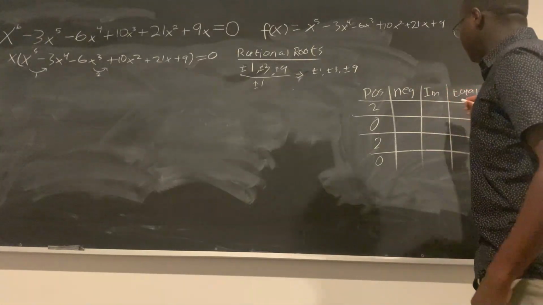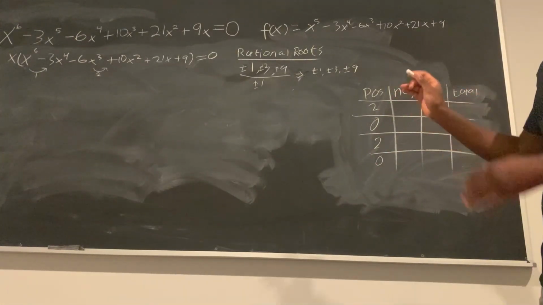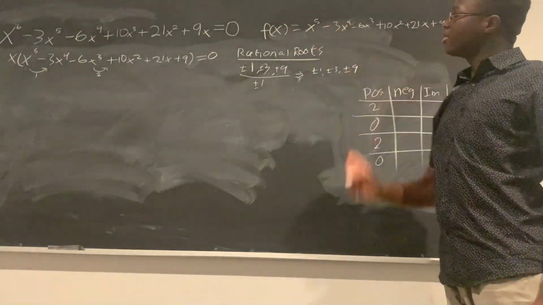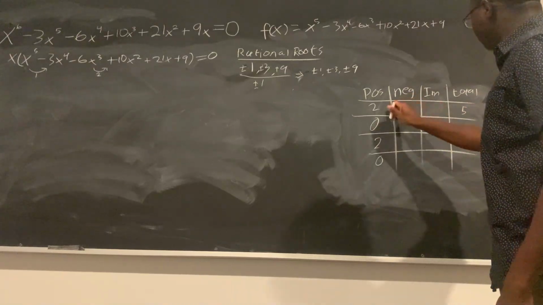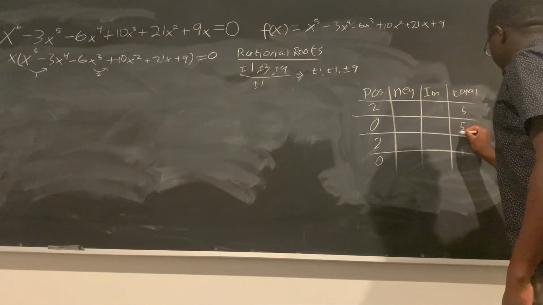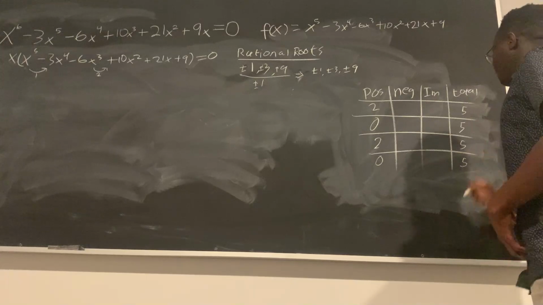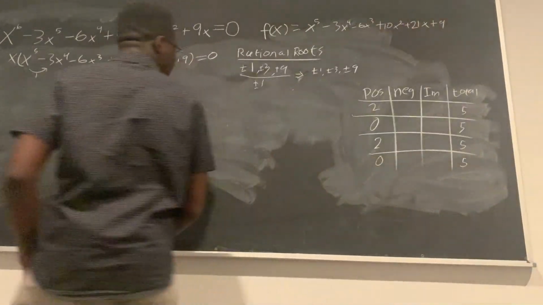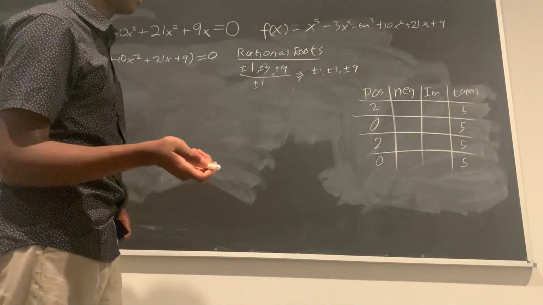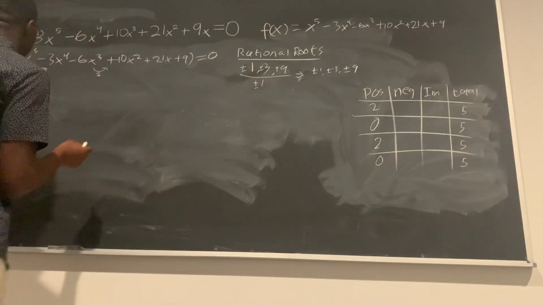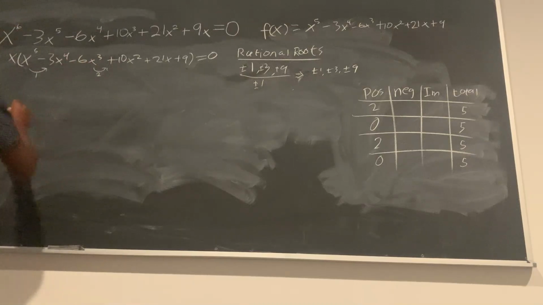Let's not forget that since we are working with a 5th degree polynomial, we are going to have 5 potential answers. So the total number of roots here is always going to be 5. Now, how do we find the number of negative zeros that we could possibly have? We want to evaluate f of negative x.